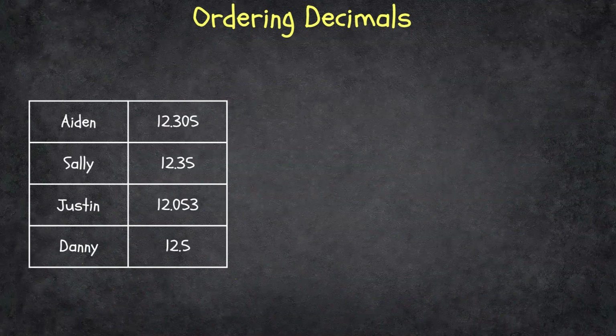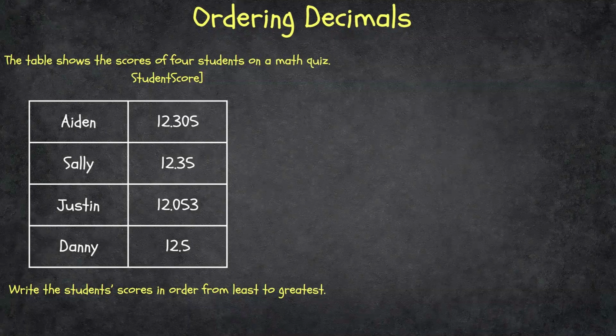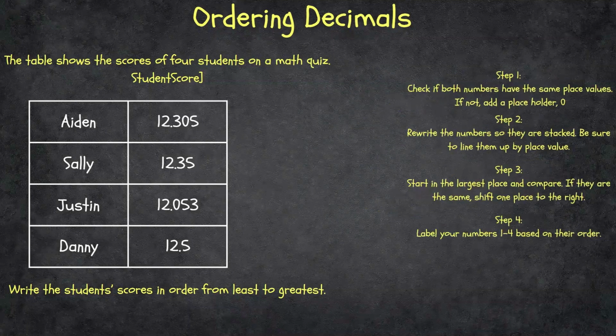All right, let's go to our second strategy, ordering decimals. Now, in ordering decimals, guys, we are going to be using the exact same strategies. We are going to check to see if we need to add any placeholders. We are going to stack these numbers. We are starting in the largest place value and shifting over when they're the same. Now, the only difference is we are putting them in order. So we'll be labeling them 1 through 4, since we have 4 numbers.